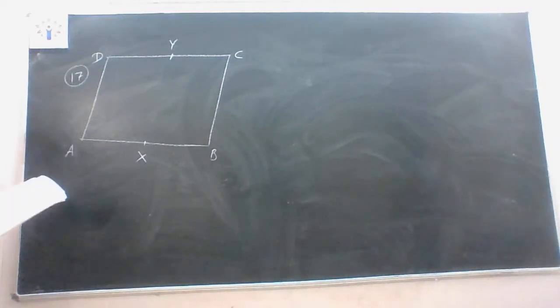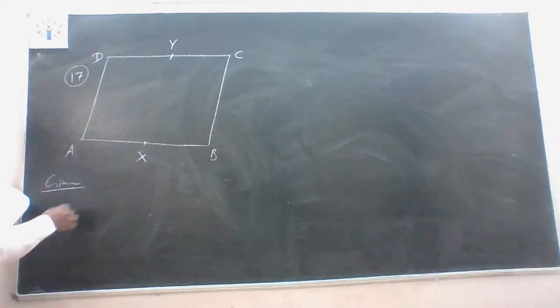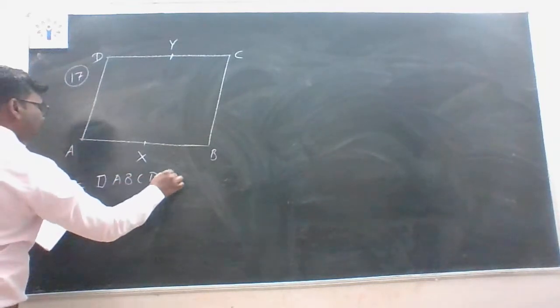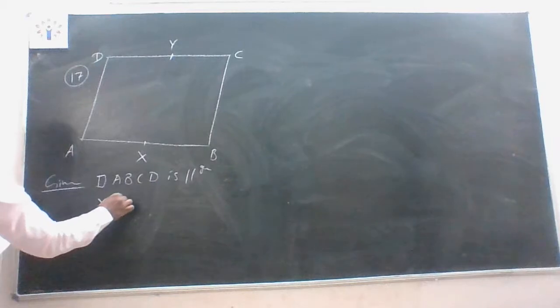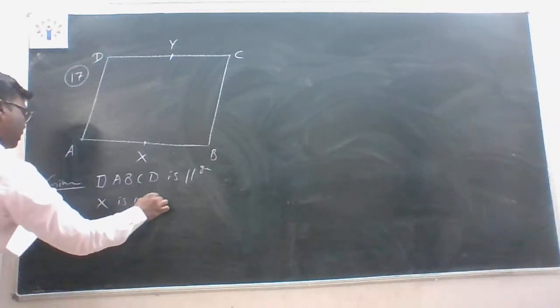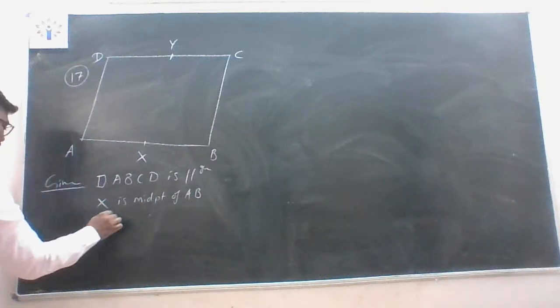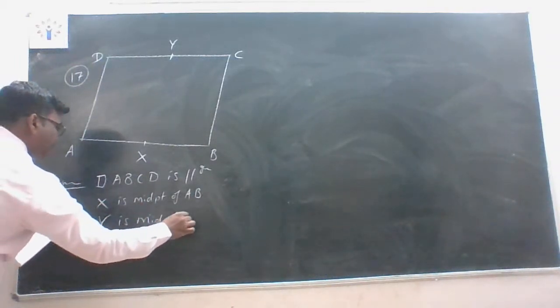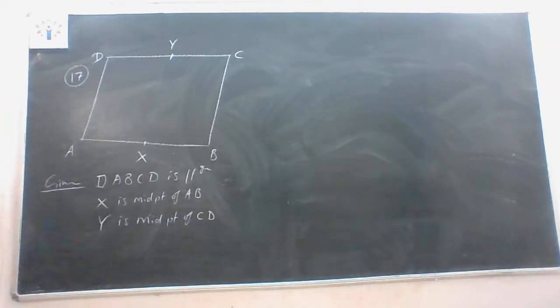Now, to prove, the given is what? Given: quadrilateral ABCD is a parallelogram. X is the midpoint of AB. Y is the midpoint of CD.